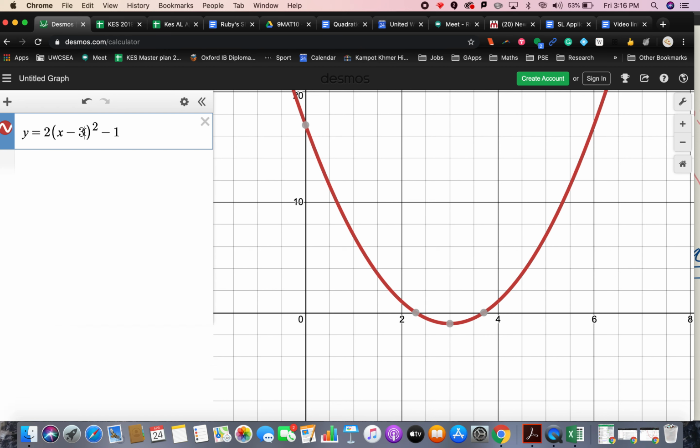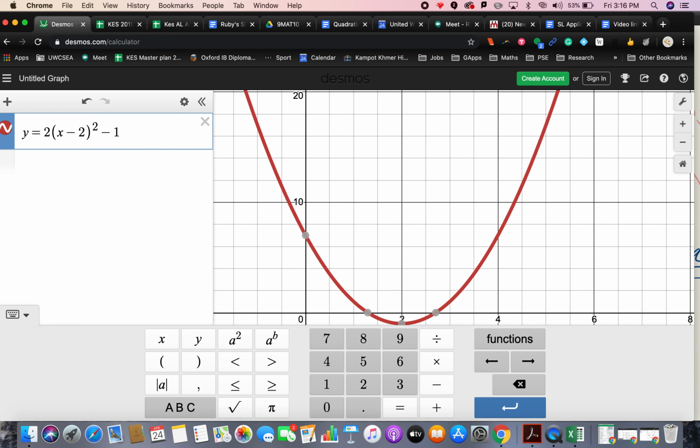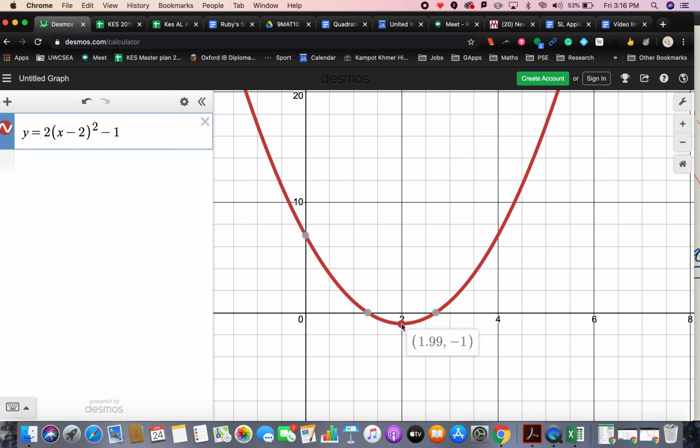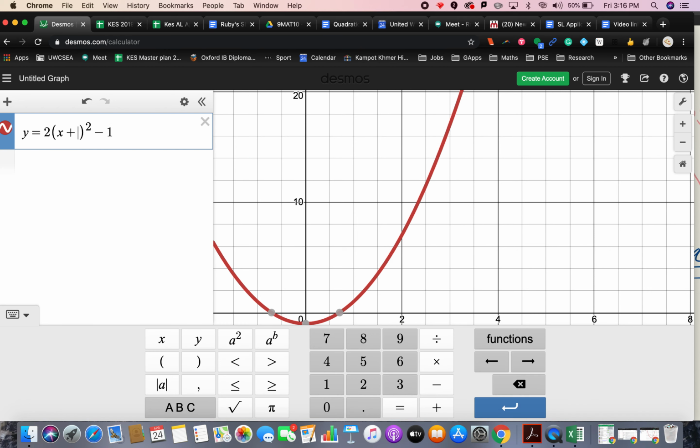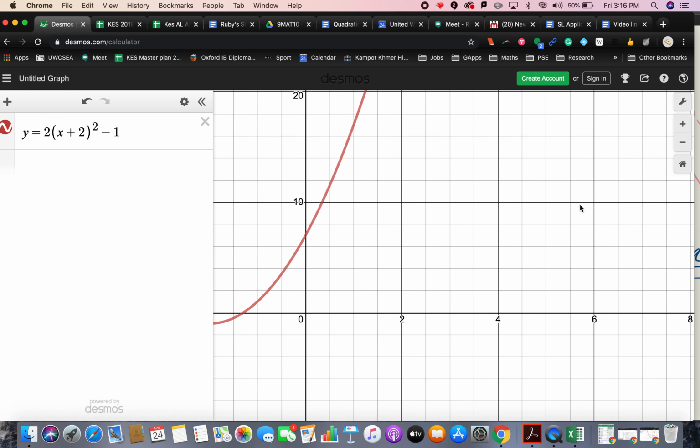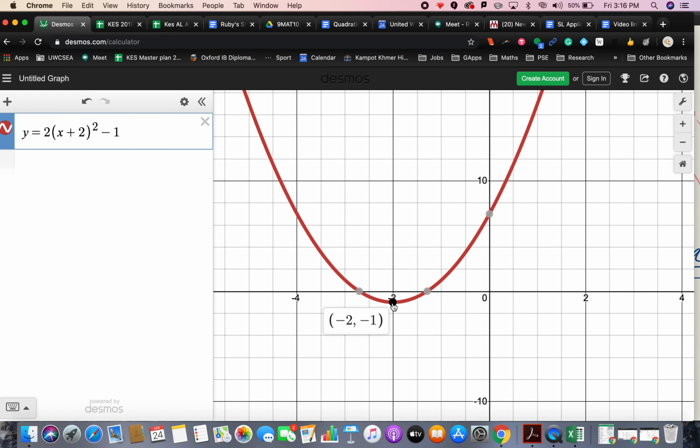-1 is here, -3 is here. Okay, so what if we change this? What if we change this to -2? What happens to the vertex? The vertex is +2. What if we change this number inside to +2? Then we can see that the vertex here is at -2 for the x value and -1.